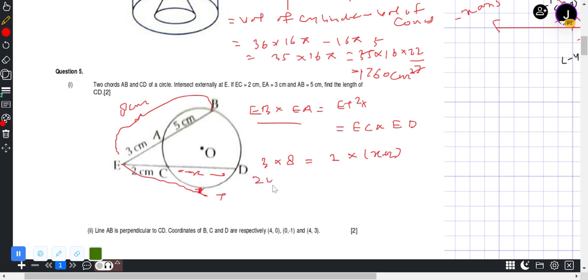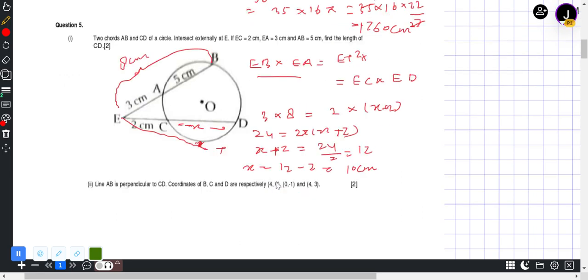So this becomes 24 is equal to 2 into X plus 2. So then X plus 2 is equal to 24 over 2, that is 12. So X is equal to 12 minus 2, that is 10 centimeter. Free marks, 2 marks you earned, which is free.